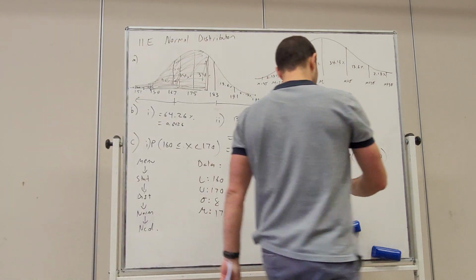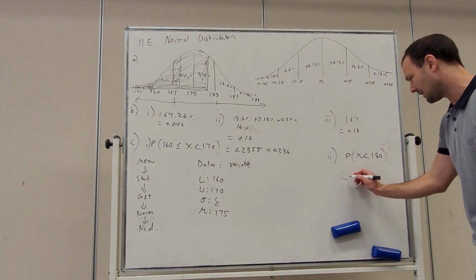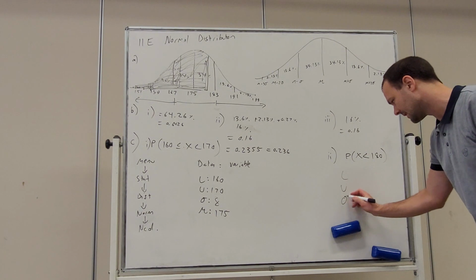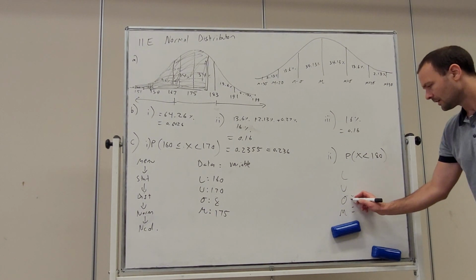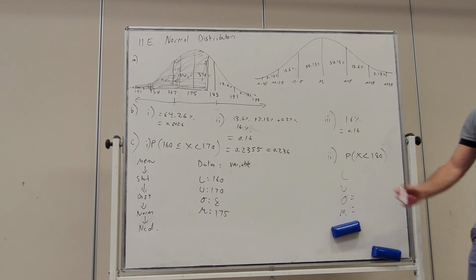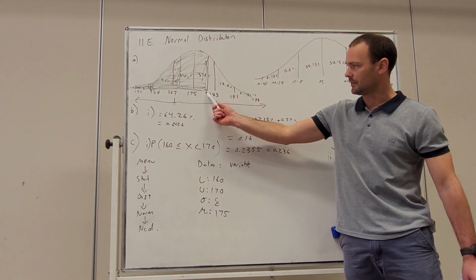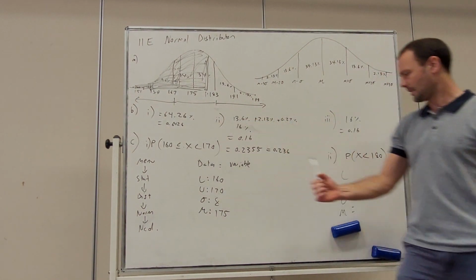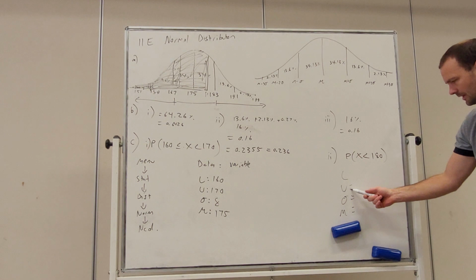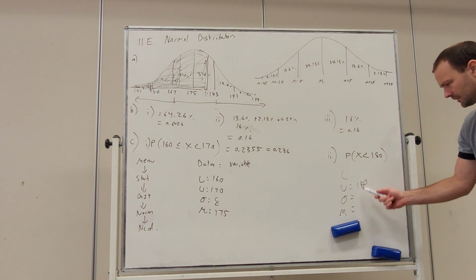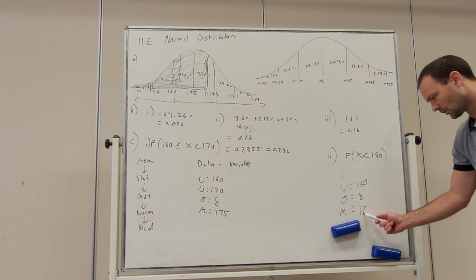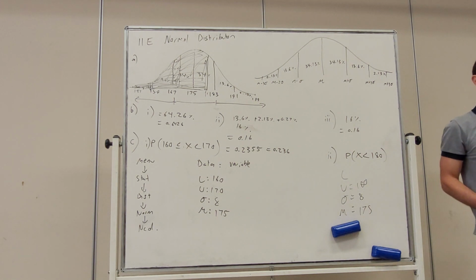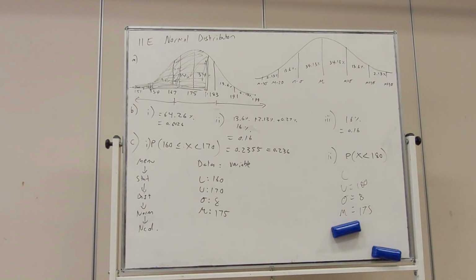So same thing, we're in distribution normal NCD. We've got our lower boundary, our upper boundary, our standard deviation, and our mean. Now, the upper boundary, if you look at the diagram here, the upper boundary is 180, right? That's the top end. So we've got the upper boundary. I'll fill these in. We've got the standard deviation, we've got the mean, and then we need to put in the lower boundary.